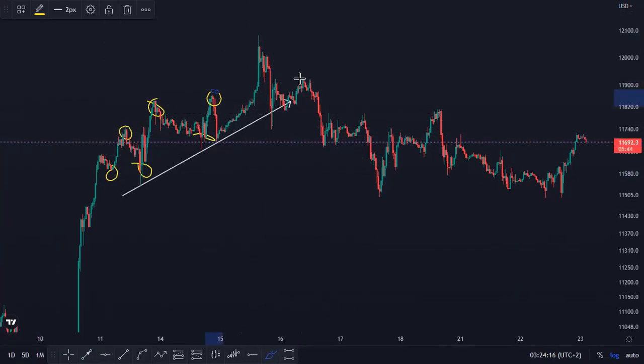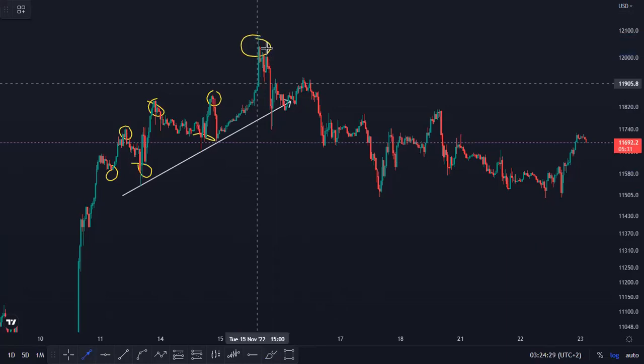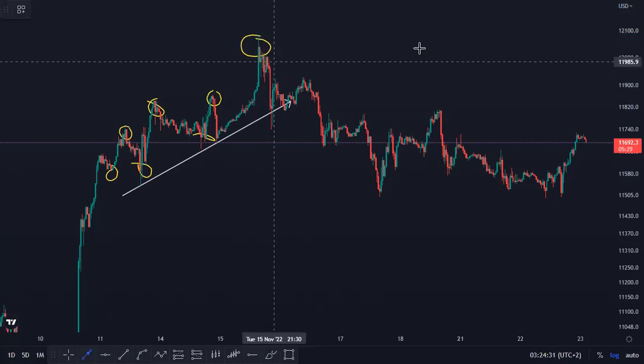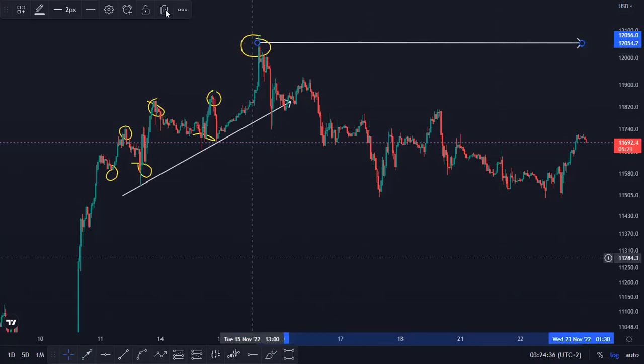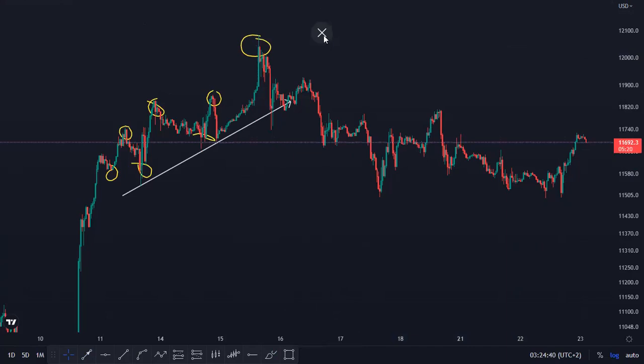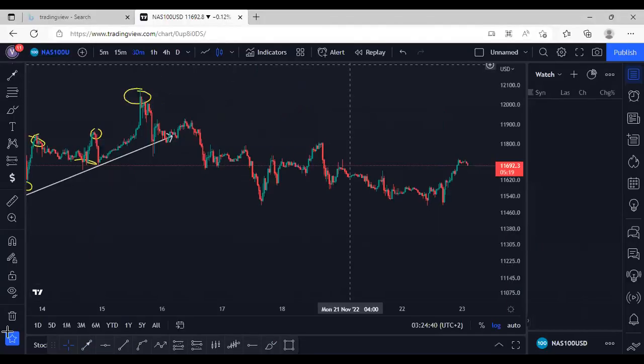But now we're having a different scenario, because now the price gave us a higher high. This was our last higher high. As you can see, now the price is trading below this higher high. So let's delete everything and start afresh.